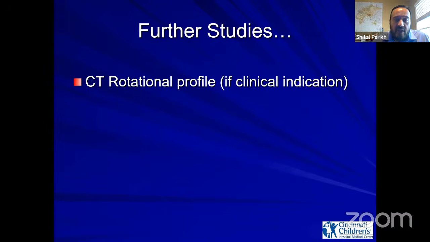For the studies, we look at CT rotational profile if there is a clinical indication. That means the patient is walking with the patella facing in and we think there is femoral anteversion, or if the patient has significant out-toeing and has external tibial torsion, then getting a CT rotational profile with selective slices at the hip, knee, and ankle would help to calculate those rotations. And then every couple of months, we'll have a patient where we would have to do an osteotomy of the femur and the tibia to de-rotate them.